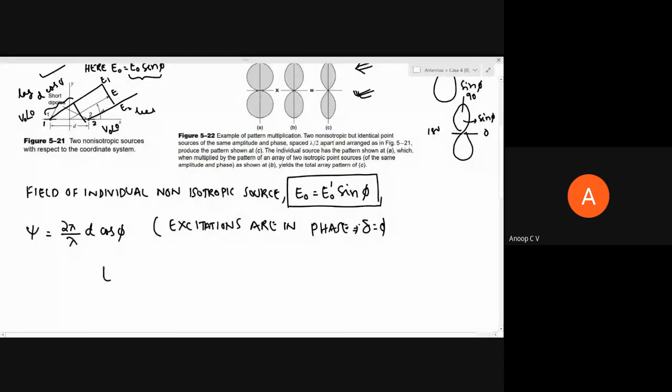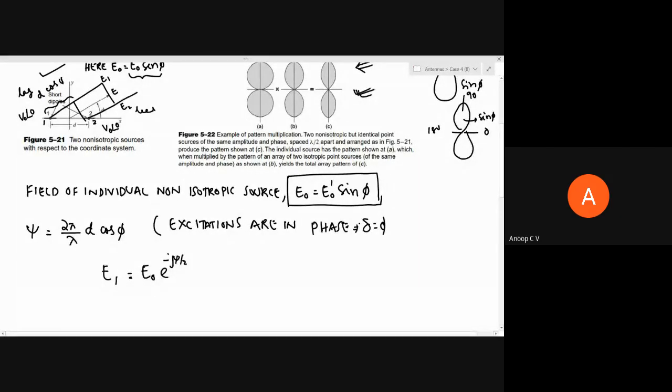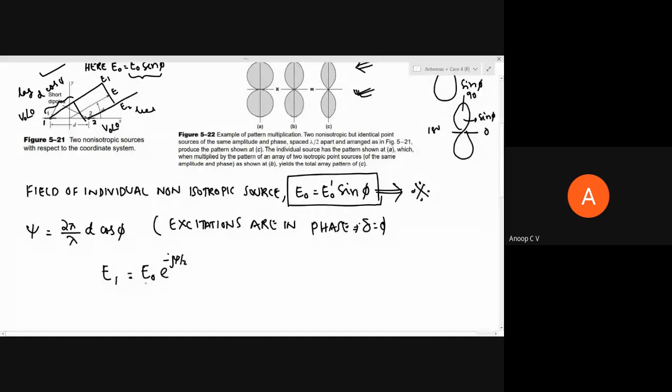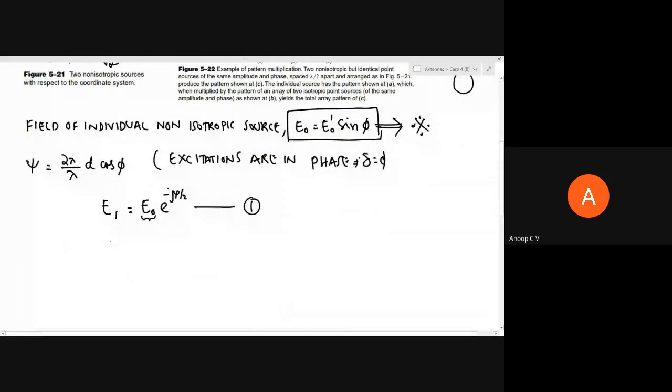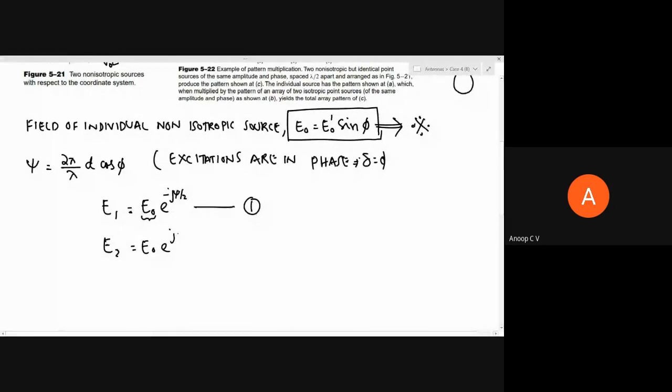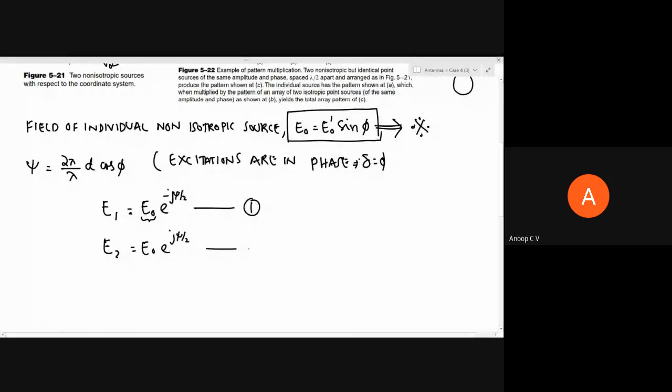So I can write E1 equal to E naught e power minus j psi by 2, where this E naught is, and you have to remember this very important point, a function of phi, given by E naught dash sin phi. I'm not substituting it now, I'll substitute it later. I'll call it equation number 1. And similarly, E2 can be written as E naught e power j psi by 2. That is equation number 2.